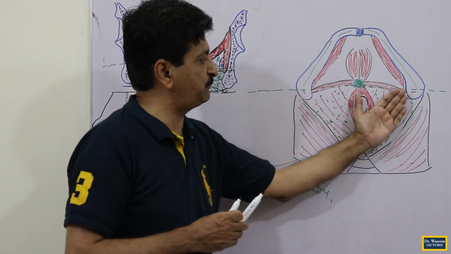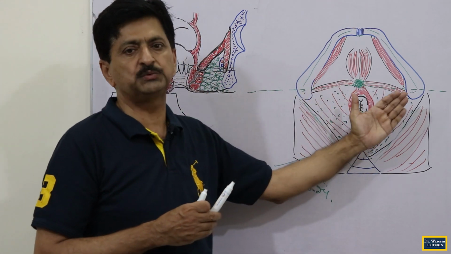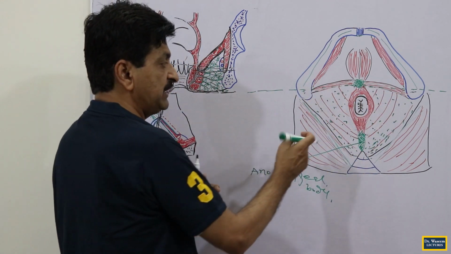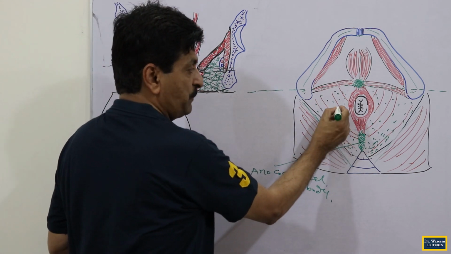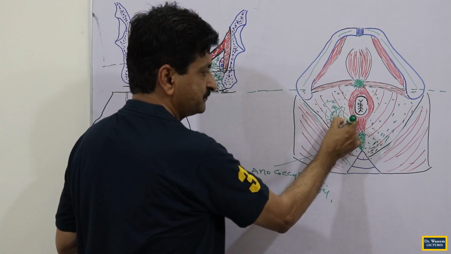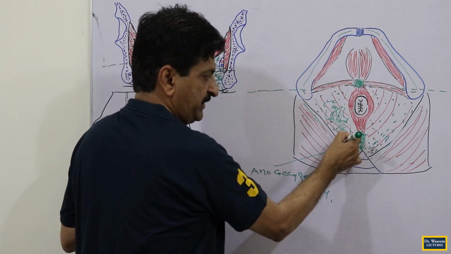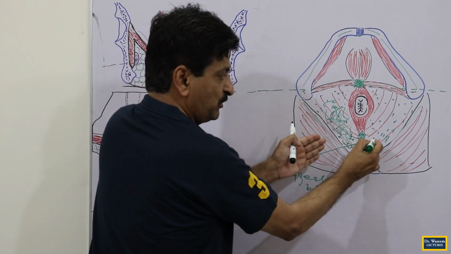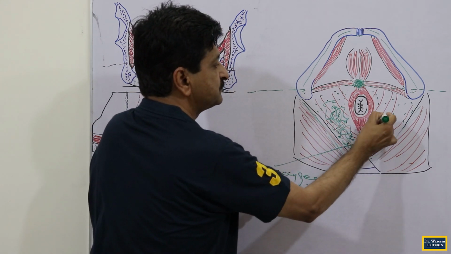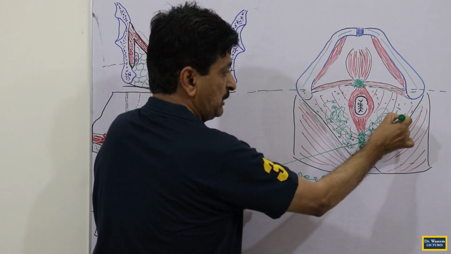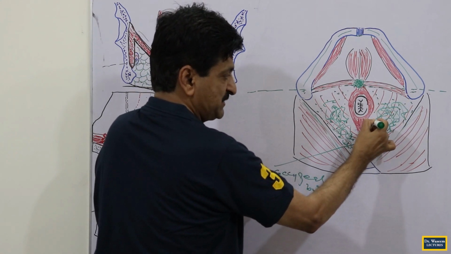And through the post-anal space, it is very easily continuous with the other side here. Means if an ischiorectal abscess is there, the pus, if it is present here, will not remain here. Deeper to the anococcygeal body, it can come here also. This is the pus which I am actually telling you about, any abscess which is in fact here.